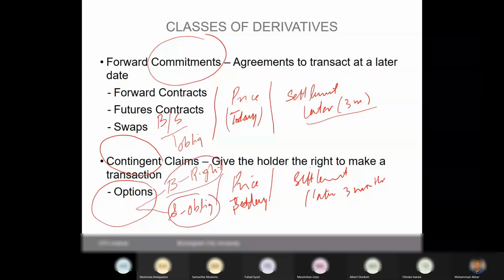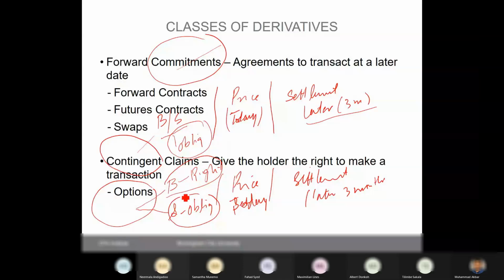So we will have a look at each of them when we discuss each individually, but just to clarify what a commitment and a contingency mean here. In a forward commitment, whether a forward contract, a futures contract, or a swap, both the parties have an obligation. They have a commitment to honor the contract, and they cannot move away from their position on the expiration date.